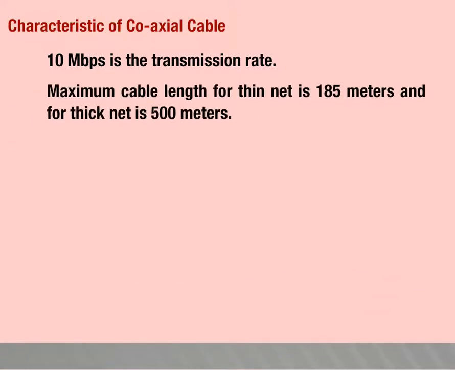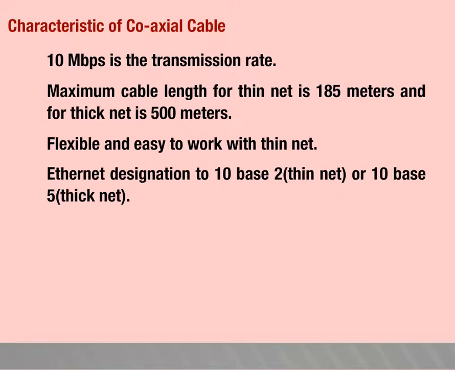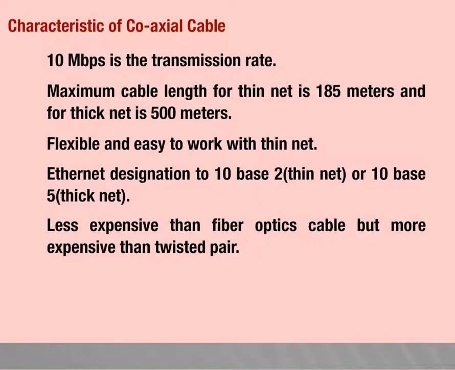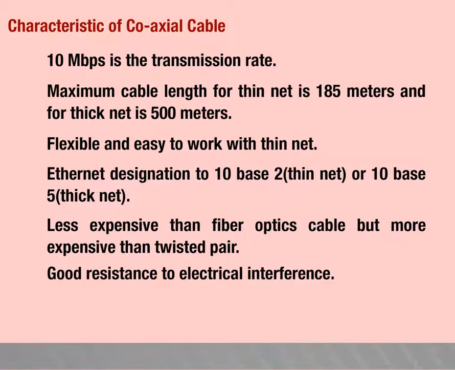Characteristics of coaxial cable: 10 Mbps is the transmission rate. Maximum cable length for thinnet is 185 meters and for thicknet is 500 meters. Flexible and easy to work with thinnet. Ethernet designation is 10Base2 for thinnet or 10Base5 for thicknet. Less expensive than fiber optic cable, but more expensive than twisted pair. Good resistance to electrical interference.